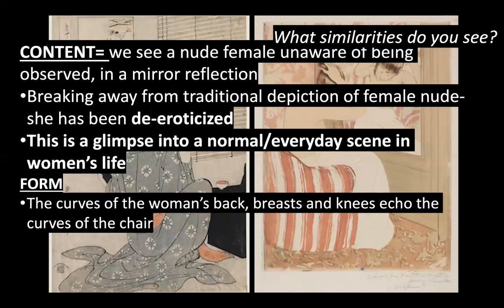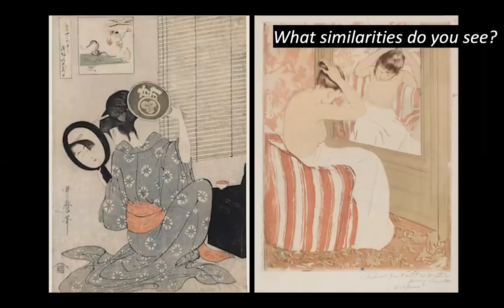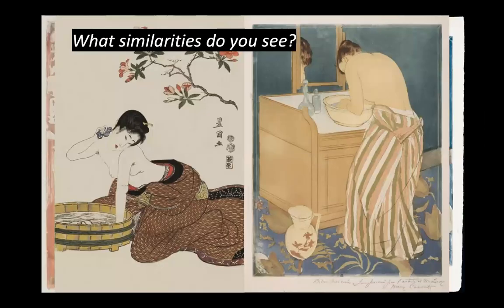All right, you have the curves of the woman's back, her breasts, her knees all echo the curves of the chair, and they contrast with the straight lines of the mirror. So you have the curves, and then you have the straight lines. Muted and limited color palette of rose, brown, and white. So that's a good vocabulary term, a limited color palette. Okay, again, we can compare a lot of similarities here.